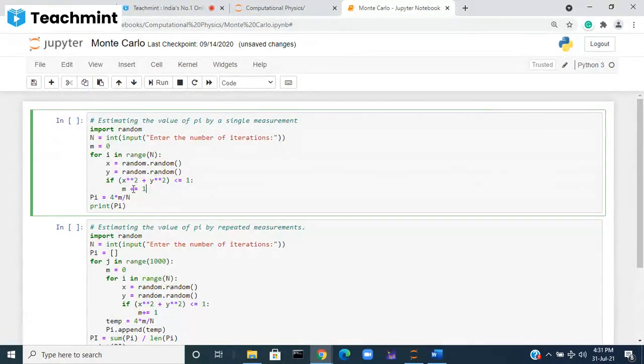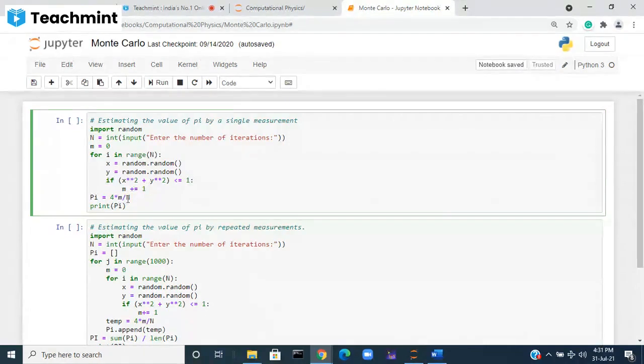If those points do not satisfy the condition, then the value of m is not increased. After the end of this for loop, what do I have? This variable m contains the total number of points which lie inside the circle in the first quadrant.